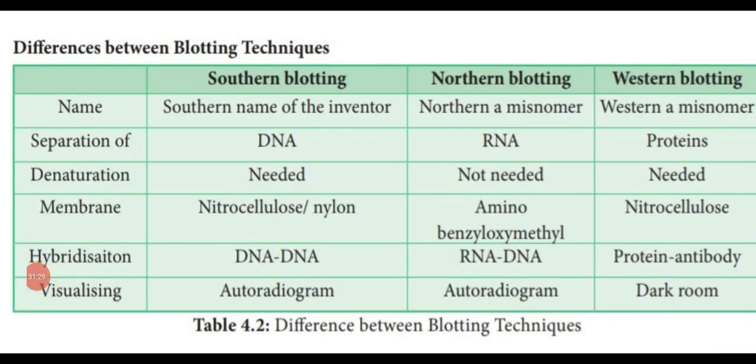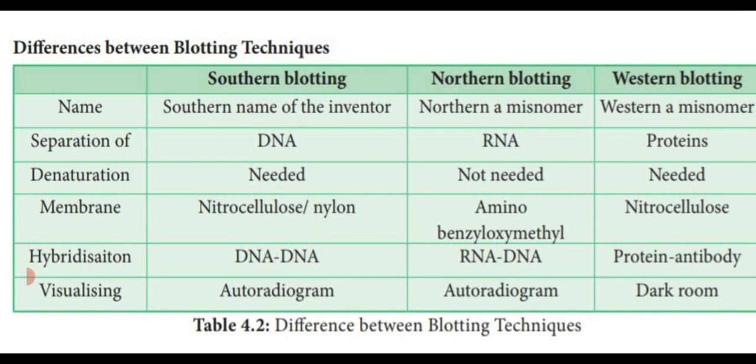Dear students, once again these 3 blotting tests are very, very important for 3-mark and 5-mark questions. A 1-mark question is also there. Blotting techniques are divided into 3: Southern, Northern and Western. Southern means transfer of DNA from agarose gel to nitrocellulose. Northern means transfer of RNA from agarose gel to nitrocellulose. The third one, the electrophoresed protein molecules are transferred from agarose gel to nitrocellulose membrane.